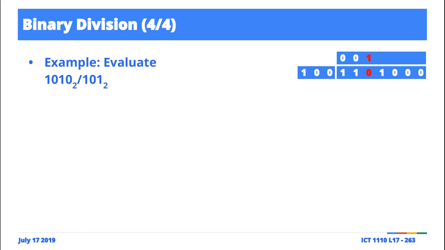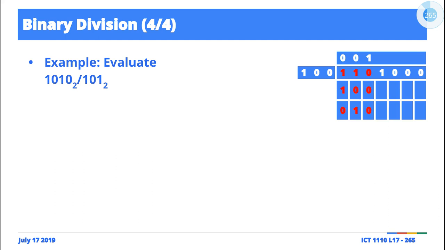1 times 100, so it's 100. We get 100, and then we subtract the 2. Right? Same subtraction rules we just spoke about here. 0 minus 0 is 0. 1 minus 0 is 1. 1 minus 1 is 0. Right? And then we try now.